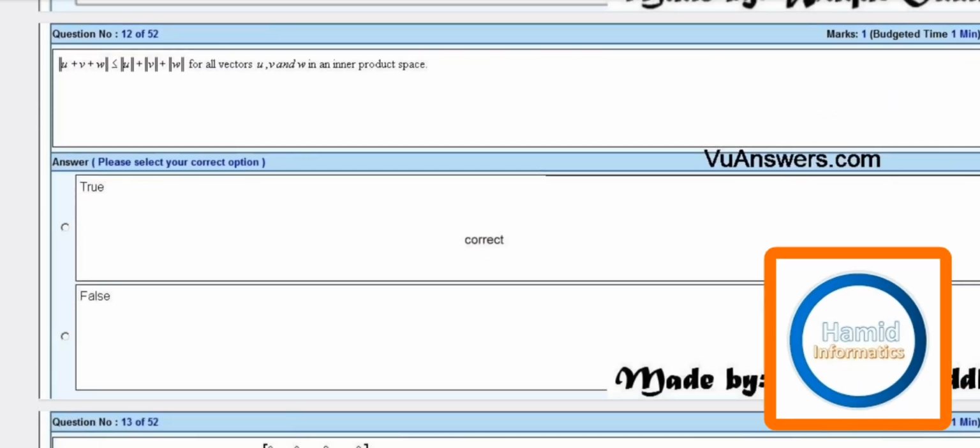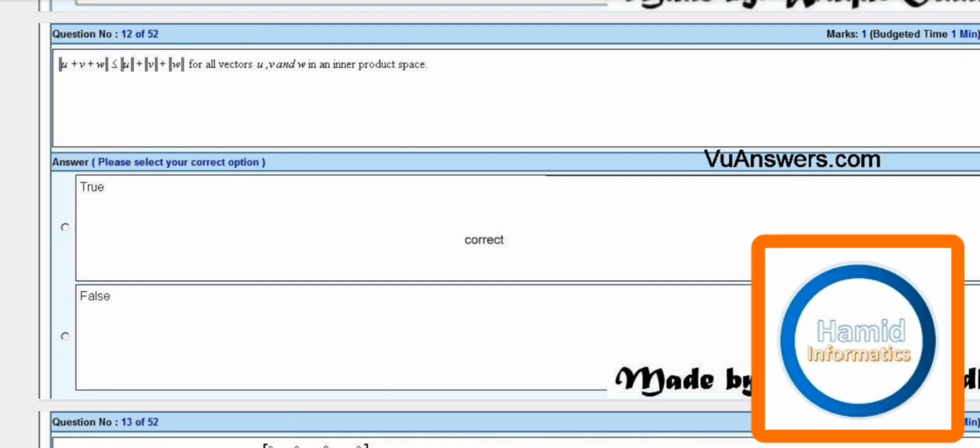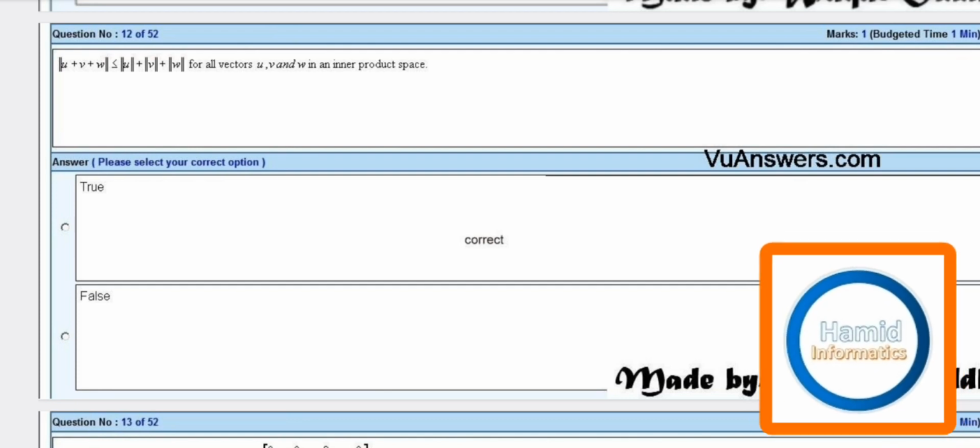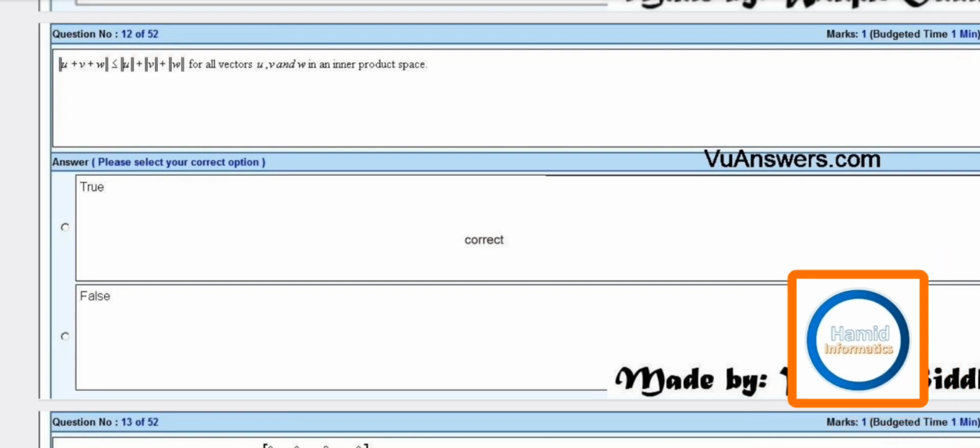The norm ||u + v + w|| is less than or equal to ||u|| + ||v|| + ||w|| for all vectors u, v and w in an inner product space, and the answer is true.